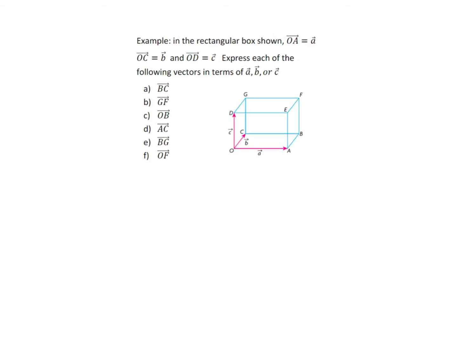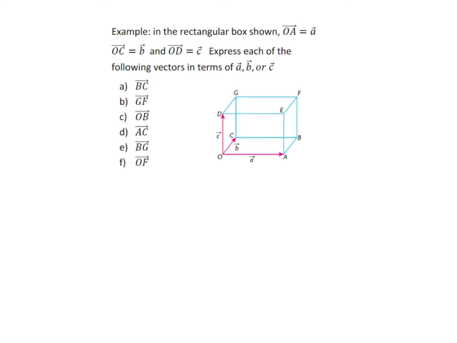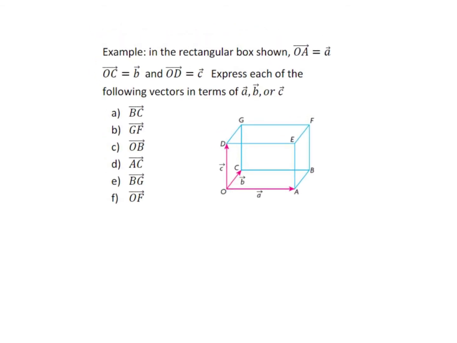Okay, so let's look at an example here. I have a diagram. Vector O to A is called vector A, vector O to C is called vector B, and vector O to D is called C. You can see them in red on the diagram. So I want a vector in terms of A, B, or C that would describe a vector going from B to C. So I'm going to look at B. Here's B, and here's C. So it's going to go this way.